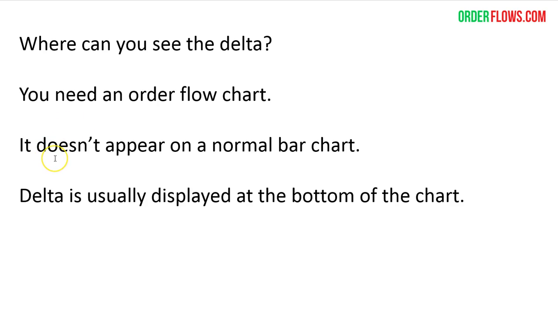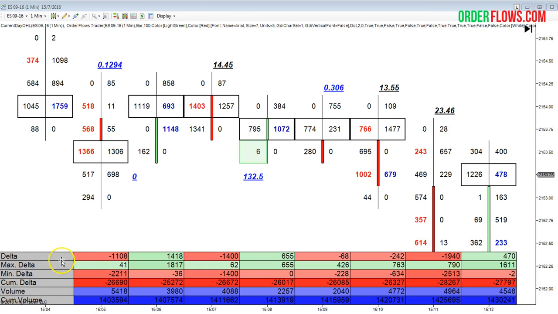And okay, it doesn't appear yet on a normal bar chart. When I say it doesn't appear yet, I'm sure somewhere down the line, someone said, hey, we should add this feature so people can see it on a normal bar chart. And it's usually displayed at the bottom of a chart. Like here, this is a footprint chart. You can see it here. Boom, boom, boom, delta. There's max delta. The main delta, this delta number, is the difference between the buying and the selling. Max delta is the most positive delta it was at one point. The min delta is the most negative it was. Cumulative delta is the running delta for the day. It could either be positive or negative.